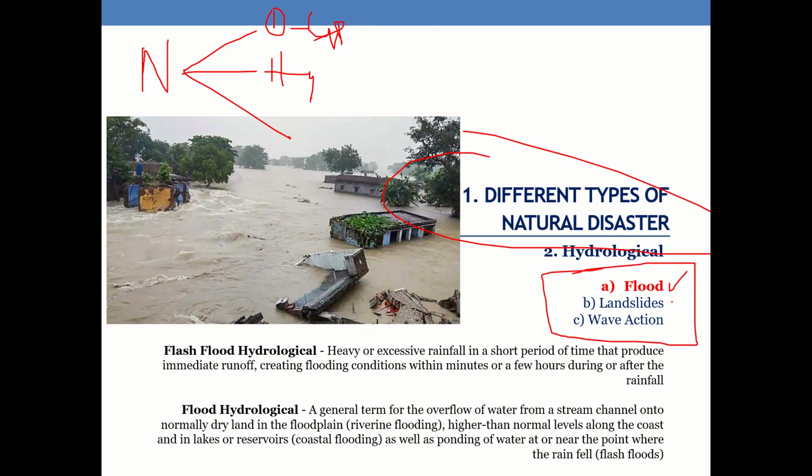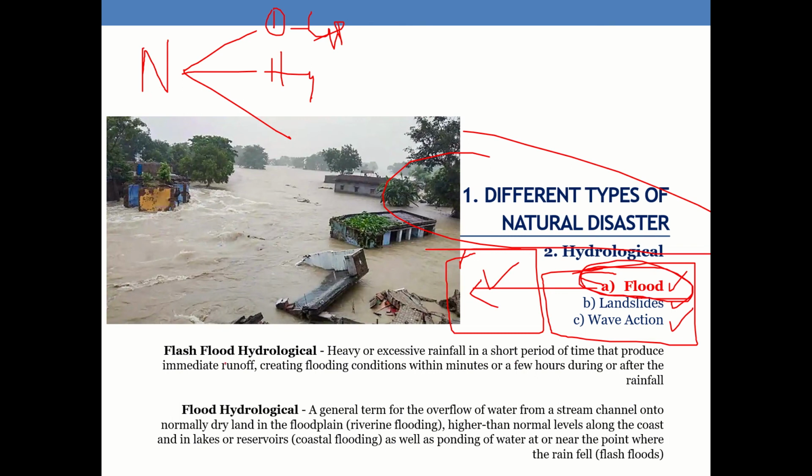One is floods, second is landslides, the third one is wave action. And in your syllabus, we have contents for floods. We will discuss types of floods, how it occurs, and what mitigation measures we should take in cities, and what we can do at building level, as we go to that unit.